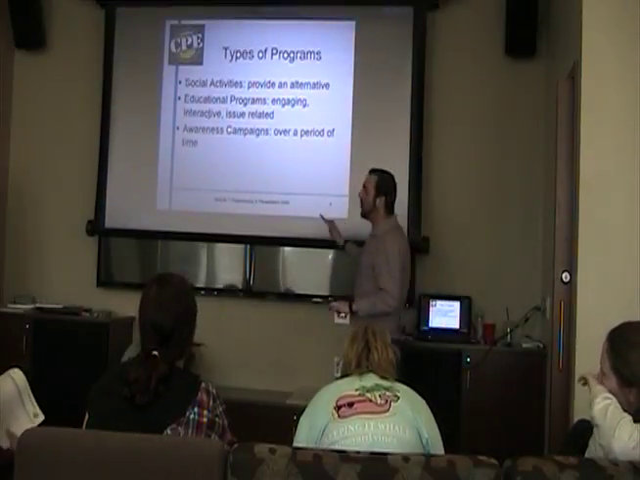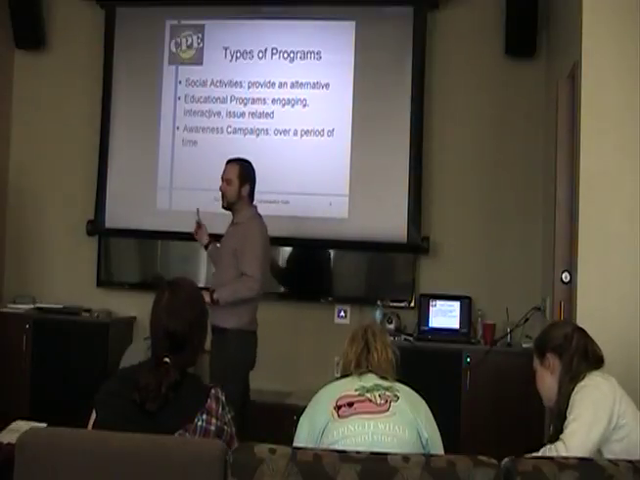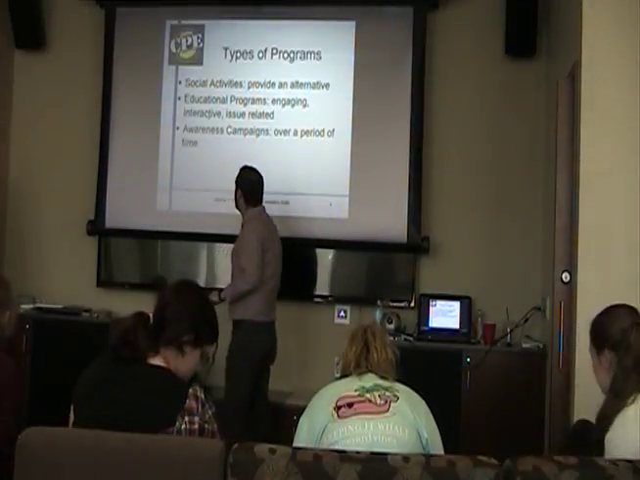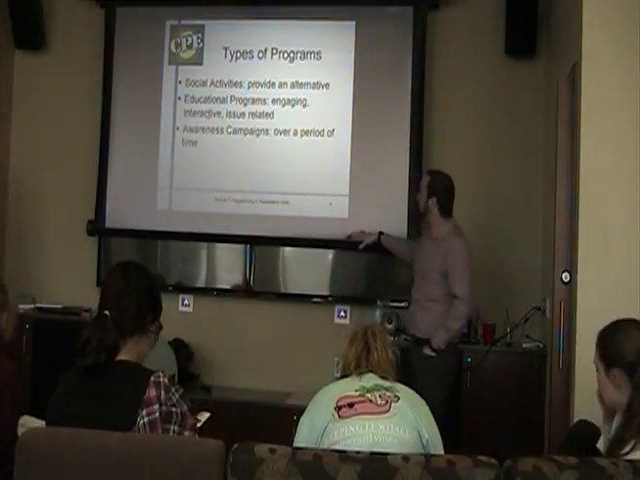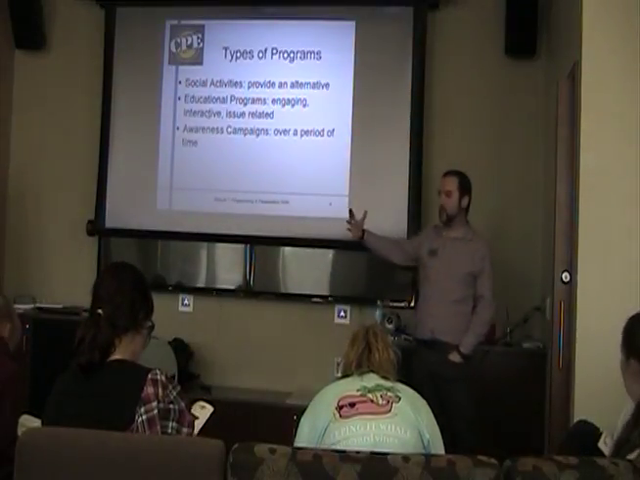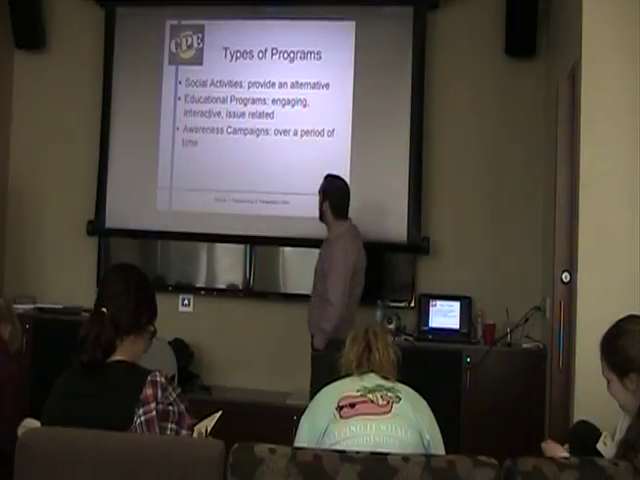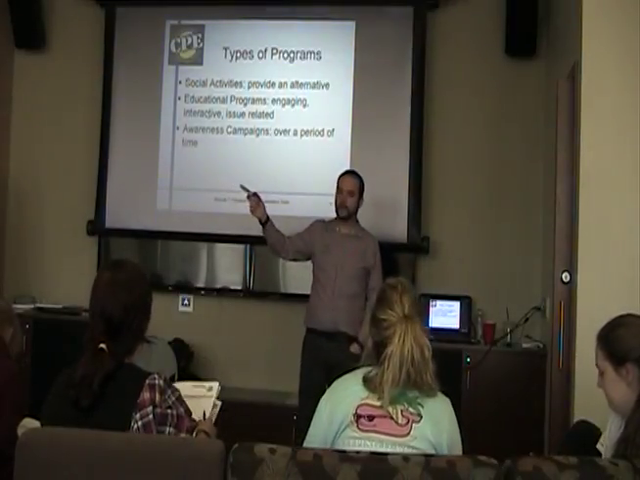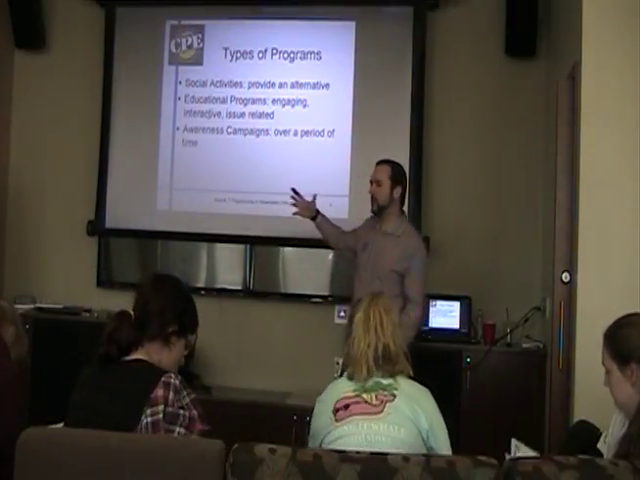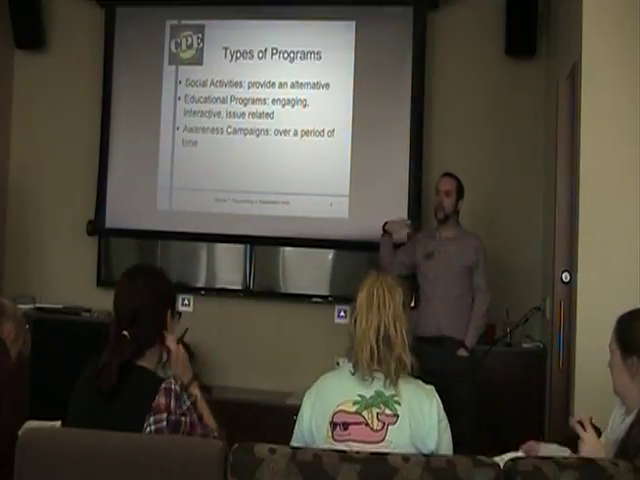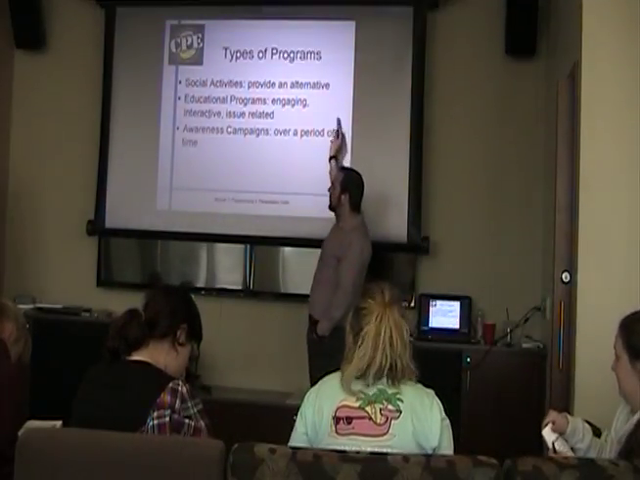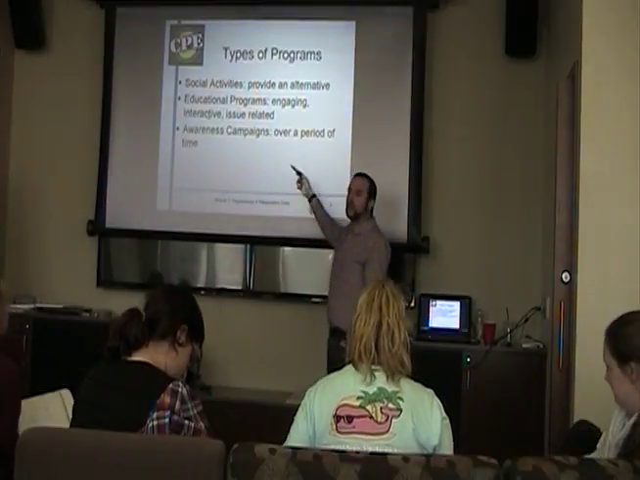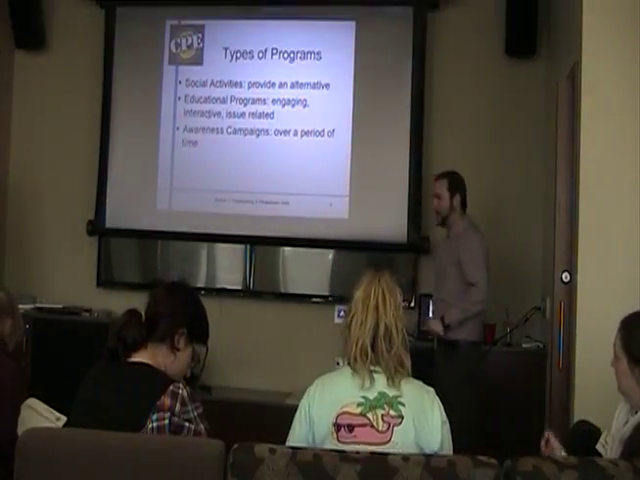So there are 3 types of programs. You don't need to know this for the exam, but just for an FYI. There are social activities which provide an alternative. There are educational programs which are issue-related but should have some educational component. And then there are awareness campaigns. These happen over a period of time. For example, April was Sexual Assault Awareness Month, so there are a lot of programs that happened on campus. That would be educational and social activities, part of a larger awareness campaign.